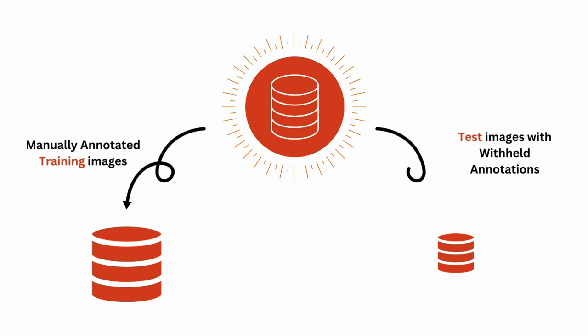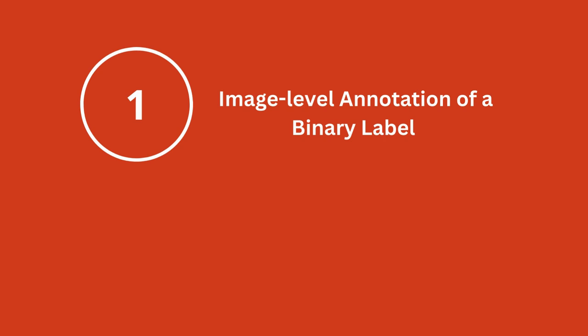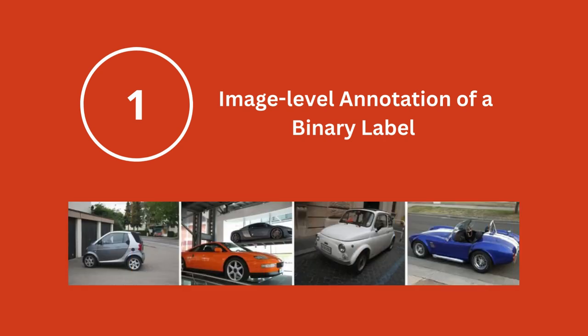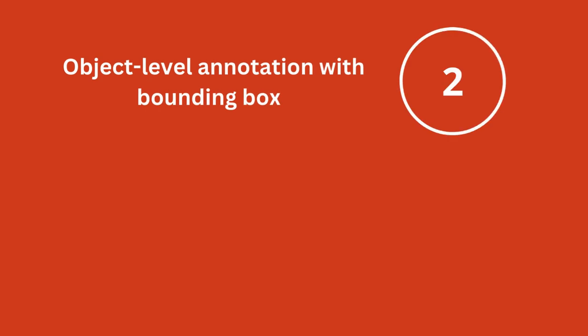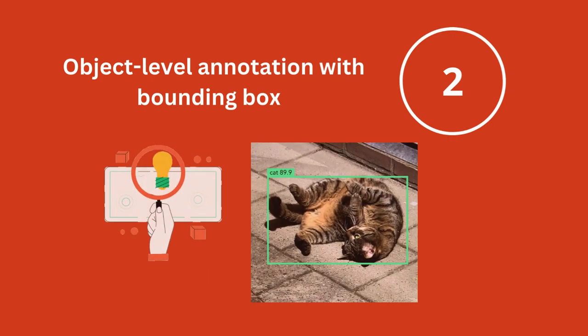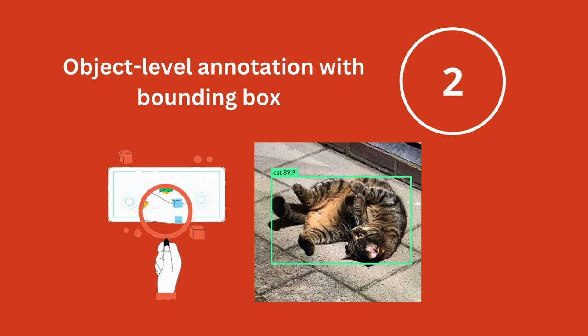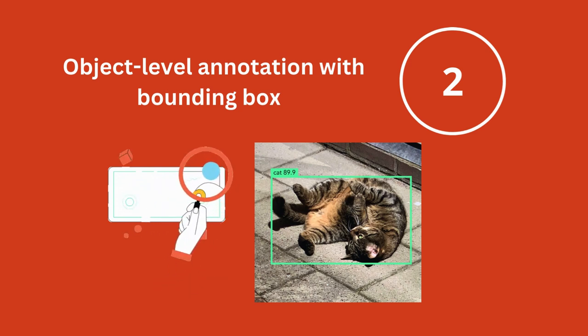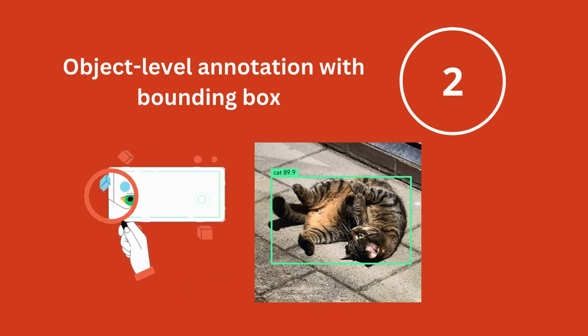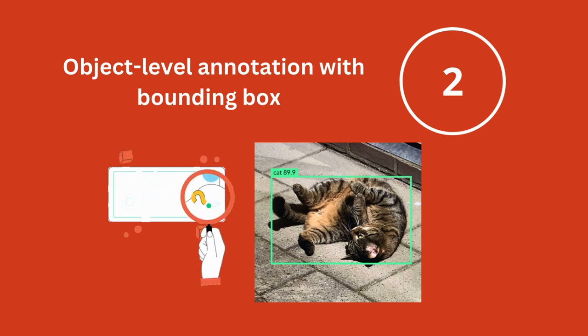The challenge dataset annotations fall into one of two categories. First one, image level annotation of a binary label for the presence or absence of an object class in the image. For example, there are cars in this image, but there are no dogs. Second is object level annotation with a tight bounding box and class label around an object instance in the image. For example, there is a dog centered at position 20:25 with width of 50 pixels and height of 30 pixels.